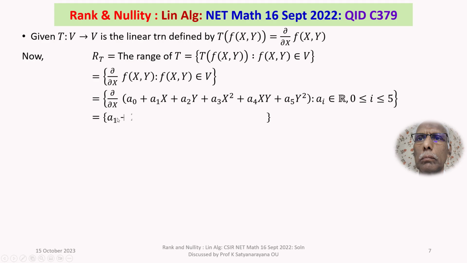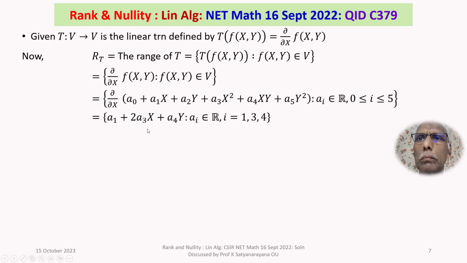When you differentiate, you get a set of all polynomials of this type. ∂/∂x of a1x is a1, ∂/∂x of the constant a0 is 0. ∂/∂x of y is 0. ∂/∂x of x² is 2x. ∂/∂x of xy is y. And ∂/∂x of y² is 0. So you will get a1 + 2a3x + a4y, where ai belongs to R, i = 1, 3, 4.